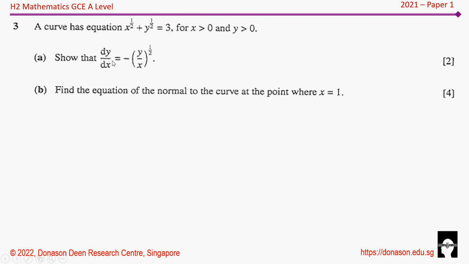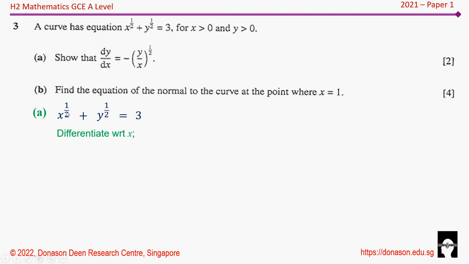So we need to show that the first derivative dy/dx is equal to negative y over x, all to the power of half. Since in this expression we do have x as well as y, we're going to do an implicit differentiation in order to get this dy/dx. So that's what we're going to do now. First, x to the power of half plus y to the power of half is equal to 3. That's what's given in the question. So now let's differentiate this entire expression with respect to x.